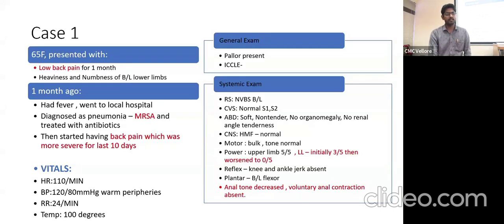Her vitals are stable, temperature is 100 degrees, and on general examination pallor is present. On systemic examination, CNS, motor bulk and tone are normal. Power in the upper limb is 5 by 5. Lower limb is initially 3 by 5, which then worsened to 0 by 5. Knee and ankle jerks are absent. Plantar is bilaterally flexor. Anal tone is decreased and voluntary anal contraction is absent.